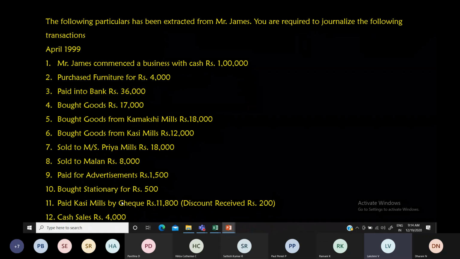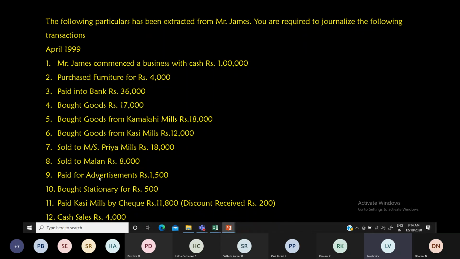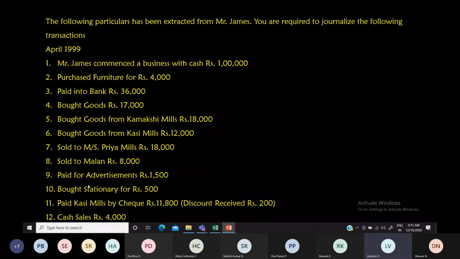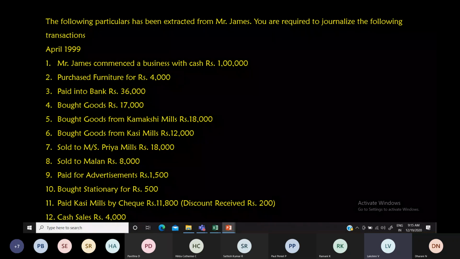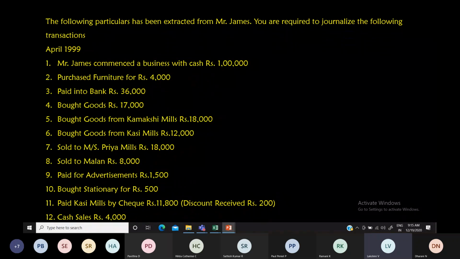So bought stationery for rupees 500. Whenever a specific term has been used, you have to use that term only. So bought stationery or bought furniture, that particular asset or that particular item only you have to consider. You should not consider the word bought. Bought goods means you have to use purchases account.